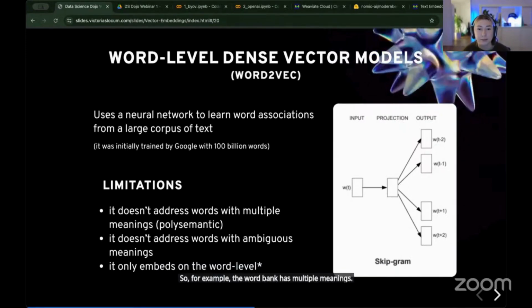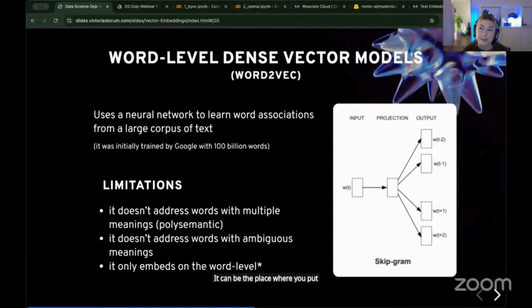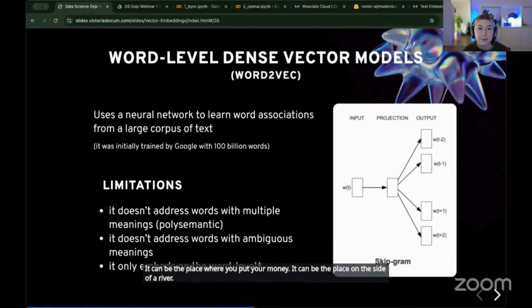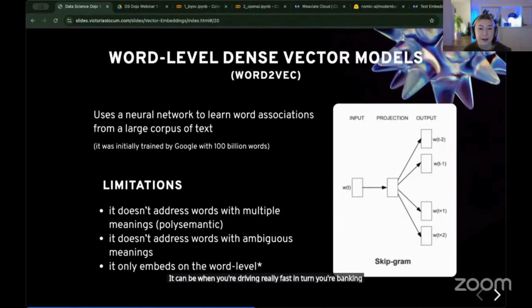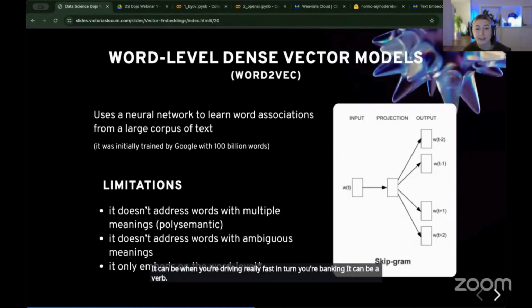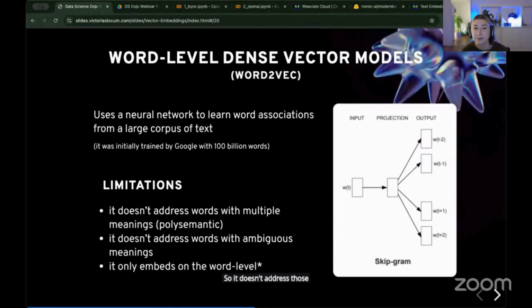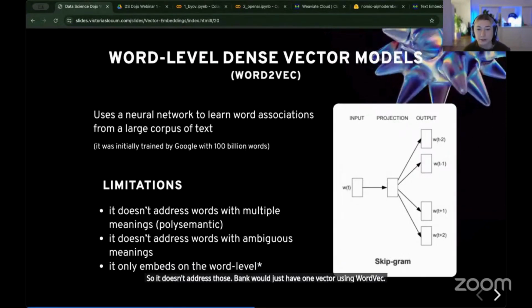It can be the place where you put your money. It can be the place on the side of a river. It can be when you're driving really fast and turn, you're banking. It can be a verb. So Word2Vec doesn't address those. Bank would just have one vector using Word2Vec, which is interesting.